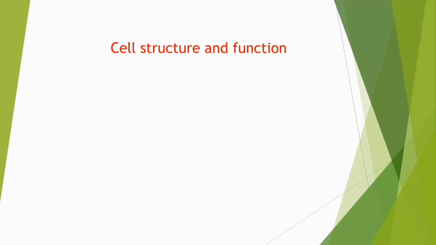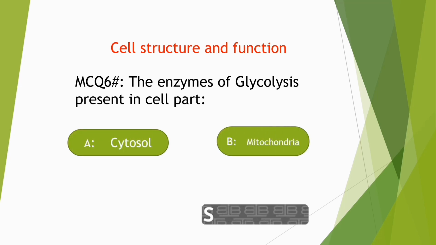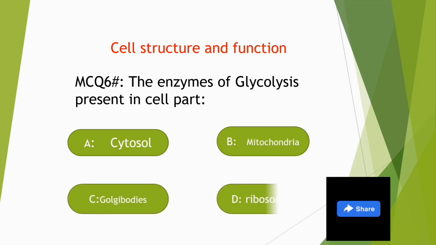Cell structure and function. MCQ 6. The enzyme of glycolysis present in cell part. Option A, cytosol; B, mitochondria; C, Golgi bodies; D, ribosome. Correct option will be option A, that is cytosol.